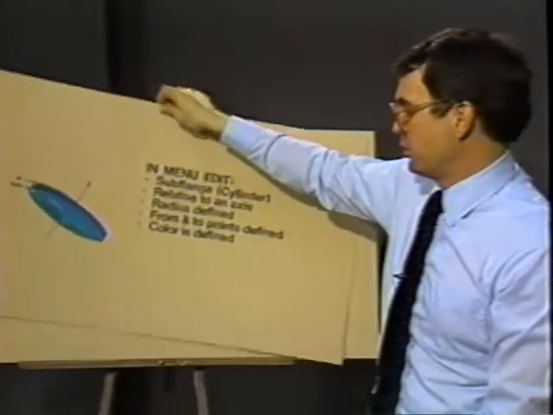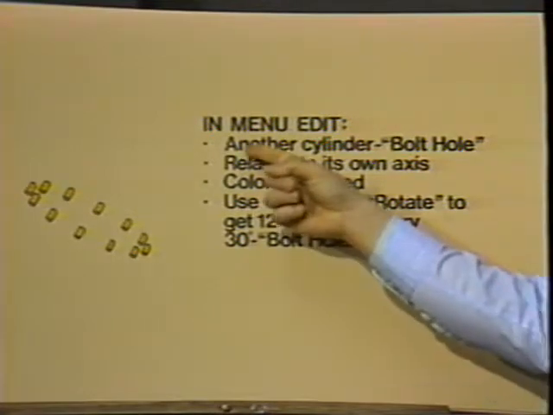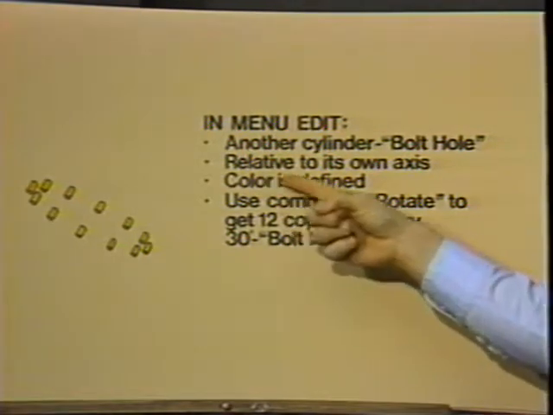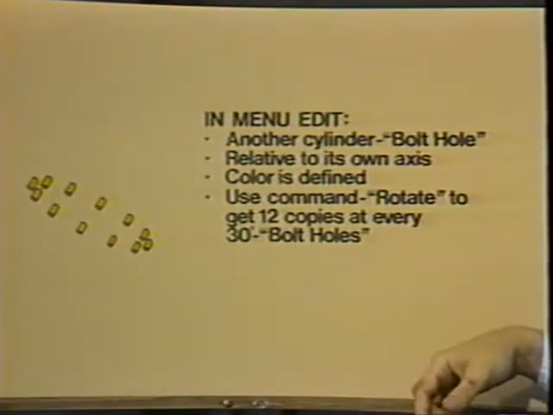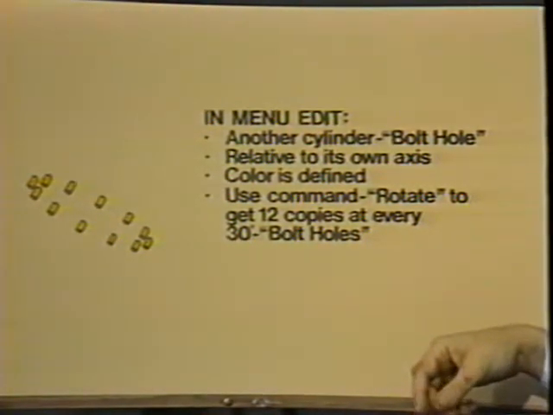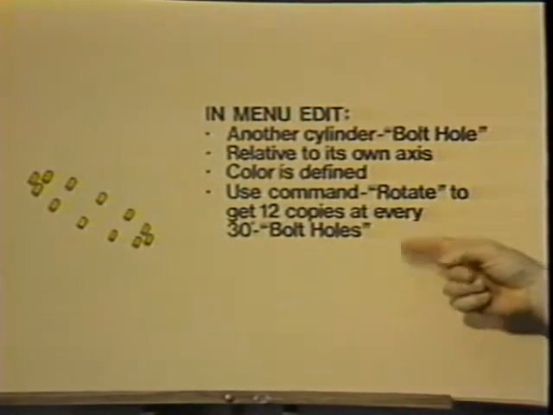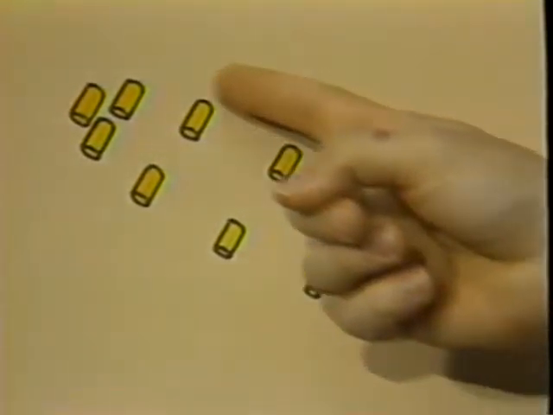The next thing we'll do is define another cylinder, and in like manner, we'll define the from, the to point, the radius, and the color, in this case, yellow. The next operation, having defined that cylinder, will be to use the command rotate. By defining an angular difference and the number of copies that we want to make, we can make multiple copies of this original yellow cylinder. The reason for doing this will become obvious during the next step.